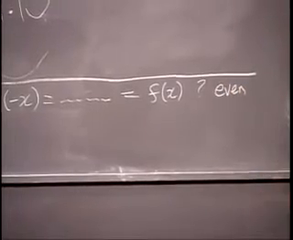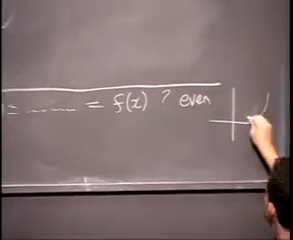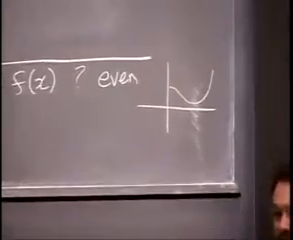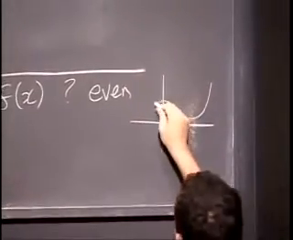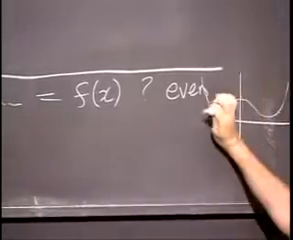And remember, the beauty of that is, if you know it's even, you only have to sketch what happens to the right of 0. Because then, to the left of 0, it's just a mirror image. You just copy everything and flip it over.